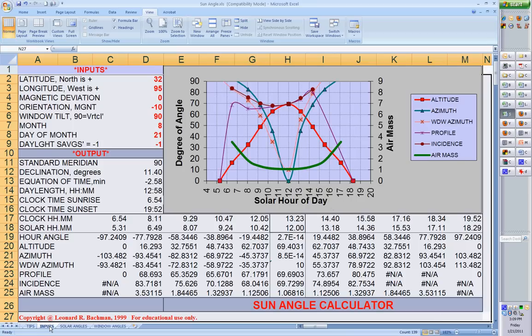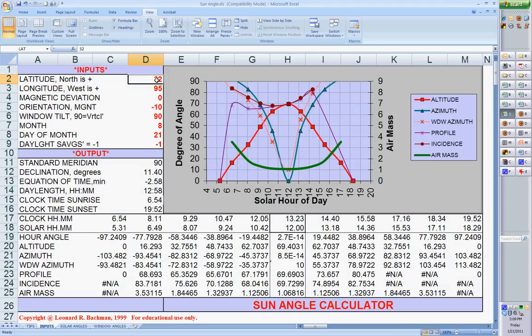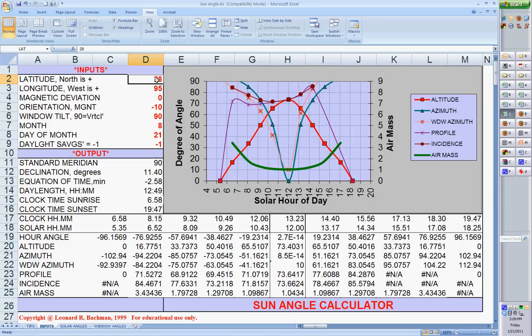So in this spreadsheet, we can enter red numbers only, please. The latitude and longitude, Houston being around, I think we're using the 28 degree protractor for most of us, 95 degrees longitude. Magnetic deviation is for the difference between where the compass points and where true north is. So in Houston, we're about 7 degrees off.